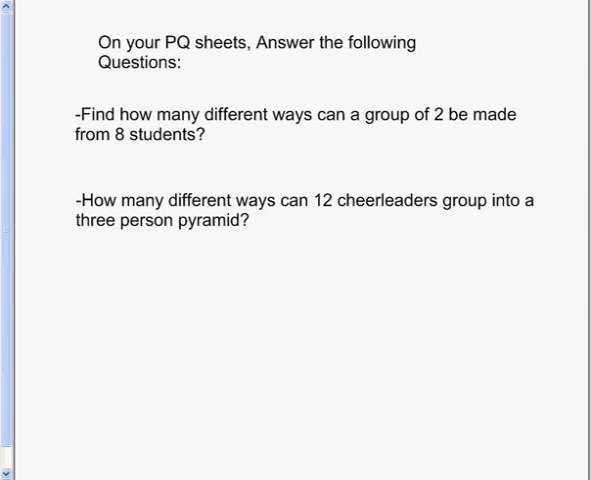One last question here is to find out how many different ways a group of 2 can be made from 8 students. So we're making groups of 2, so we have 2 spots. How many students? We have 8 choices for the first spot, 7 for the second, and there's 2 different ways this group can be arranged. We can have 2 people for the first position, 1 for the second, so dividing both the top and bottom by 2, you get 4 times 7, which will give me 28 groups of 2.